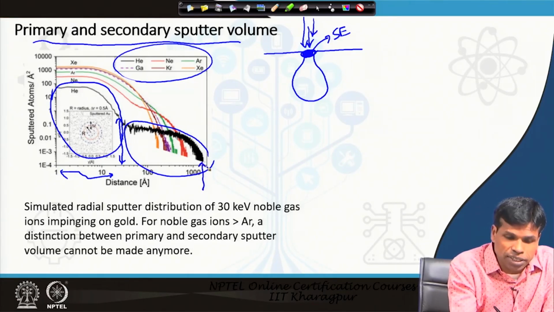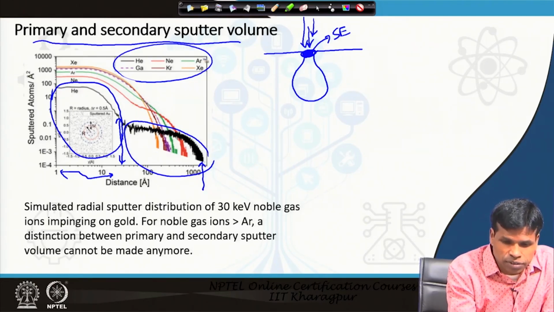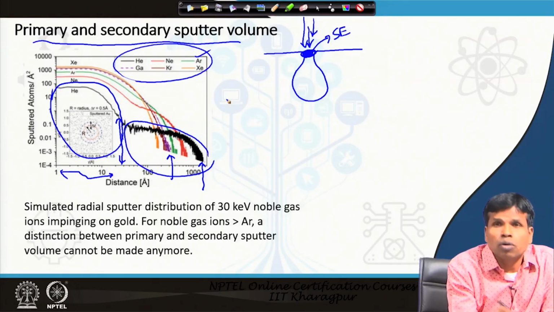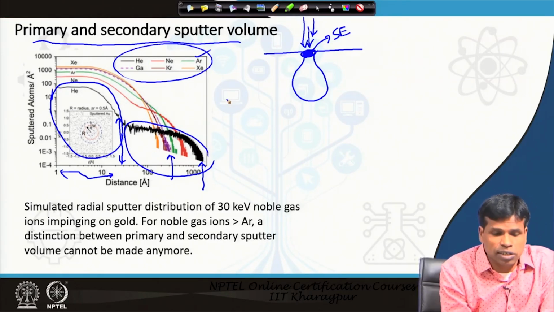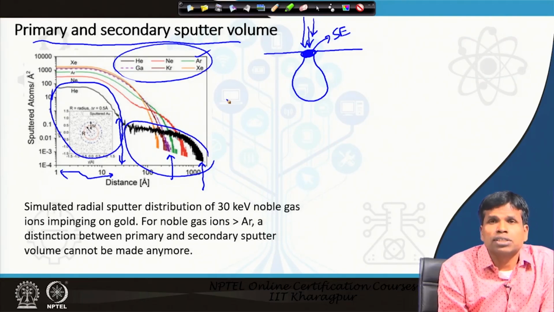But if we go to heavier mass, more than argon, which is the green color one, above argon we have almost one interaction volume. There is no primary and secondary; the primary and secondary interaction volume cannot be differentiated.